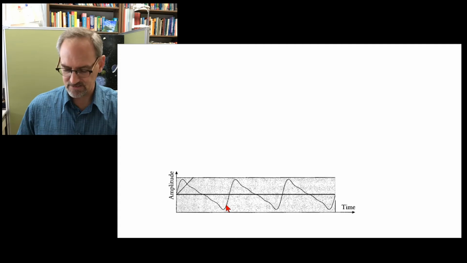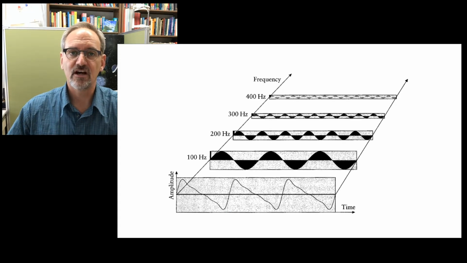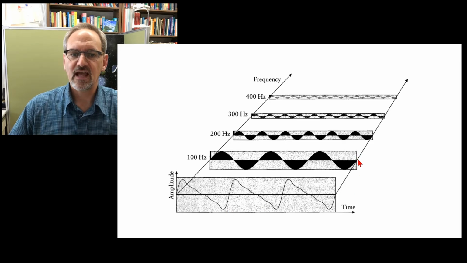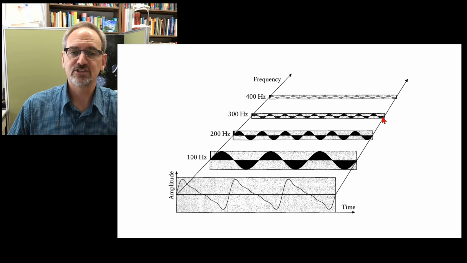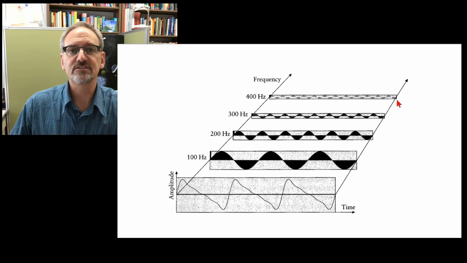In this particular case, it would be the combination of 100 hertz, 200 hertz, 300 hertz, and 400 hertz components. You'll also notice that the amplitude, the strength of each of those components, is not the same. The 100 hertz vibration is stronger than the 200 hertz vibration, which is stronger than the 300 hertz component, which is stronger than the 400 hertz, right?